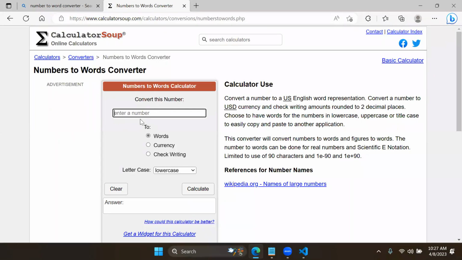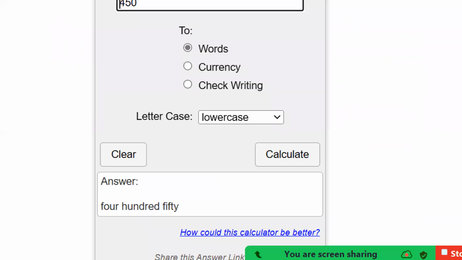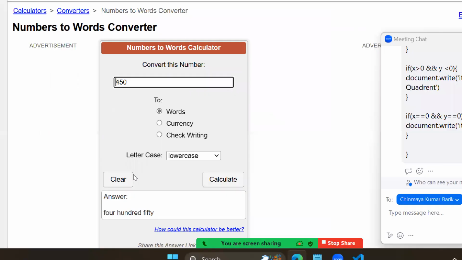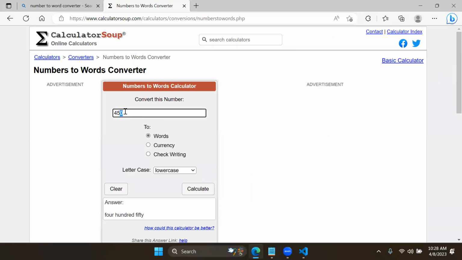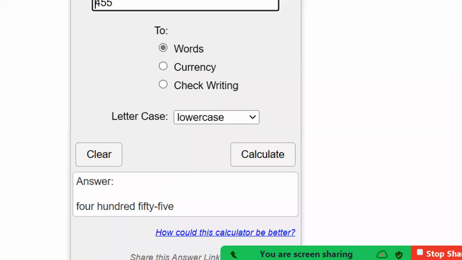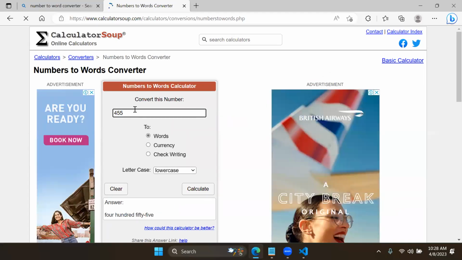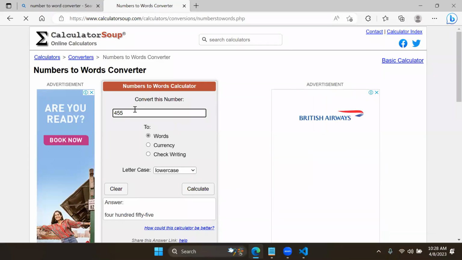You enter a number. So number 450, and calculate it. It should say 450 in words. Understood? So I entered 455, and it should display 455 in words. Like this it should do. Take a value, convert that value into words and display.